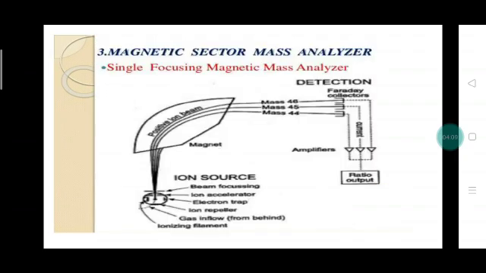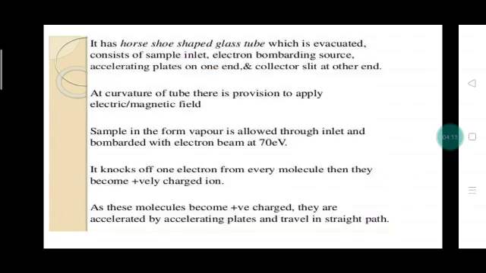Third one, the magnetic sector mass analyzer, or single focusing magnetic mass analyzer. A single focusing magnetic mass analyzer has a horseshoe shaped glass tube which is evacuated, consisting of a simple inlet, an electron bombarding source, an accelerating plate at one end and a collector slit at the other end. At the curvature of the tube there is provision to apply an electric or magnetic field.